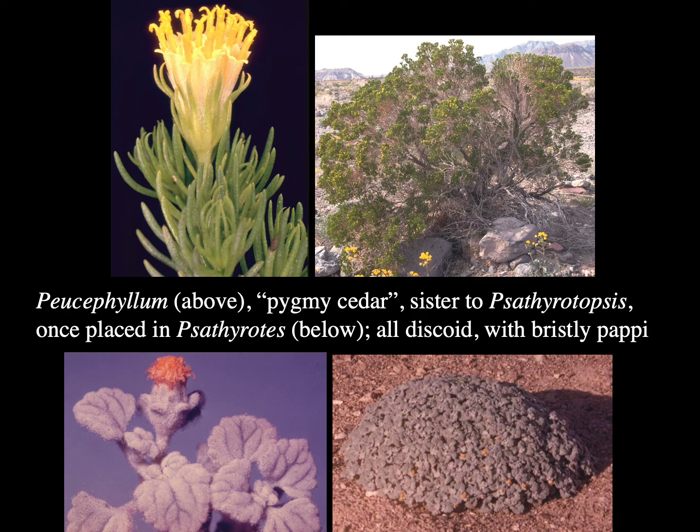The so-called Pygmy Cedar, Psathyrotopsis, a monotypic genus shown in the upper panels here, used to be placed, well, it is placed in the phylogenies as sister to Psathyrotopsis, which is a genus that used to be placed with Psathyrotes that I mentioned earlier, those turtle plants that are actually part of the core Helenieae. But instead, Psathyrotopsis is part of the Bahieae. And all of these plants are discoid with bristly pappi that led to this confusion.